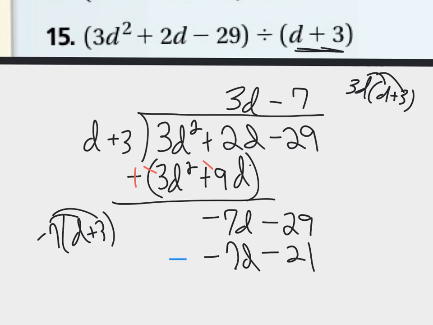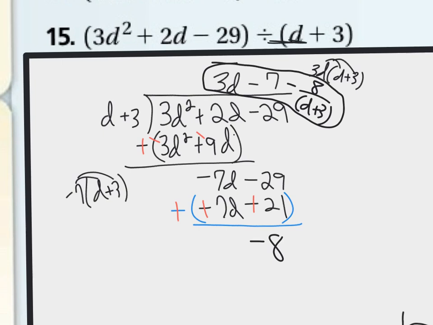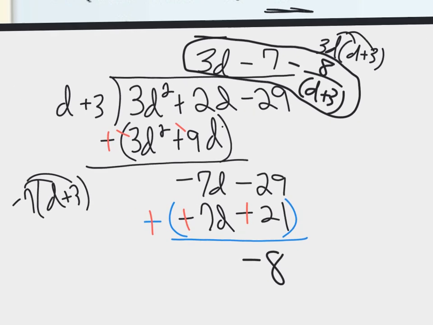And again, we need to remember we are going to be subtracting that. So we can add the opposites there. And as you're doing these problems, if you want to use colored pencils or something to keep track of your signs like what we're doing here, you're welcome to do that as well. And then at that point, we'd be left with negative 8. And that's going to be our remainder. So negative 8 over d plus 3. So that would be our answer for this problem.